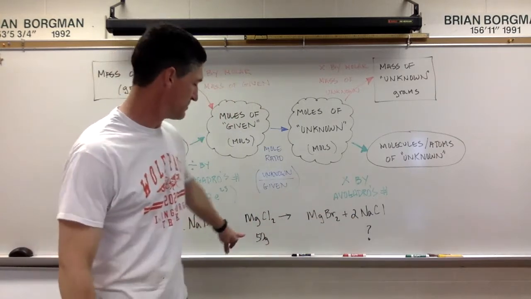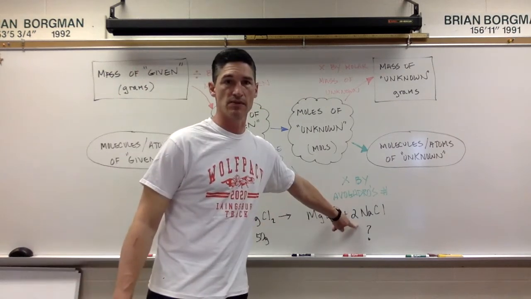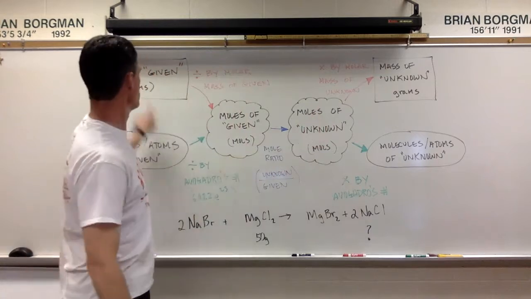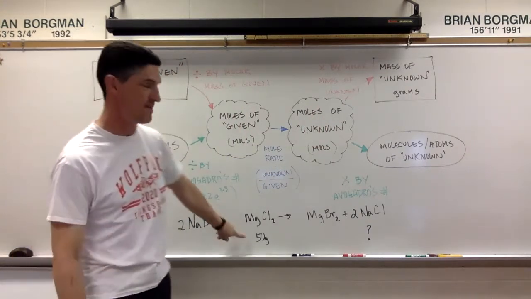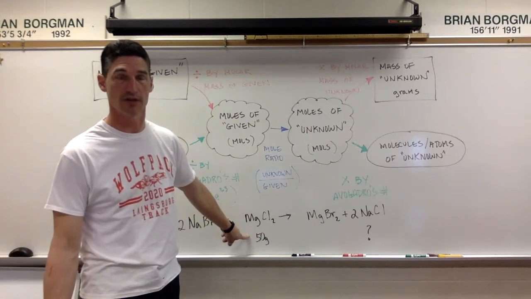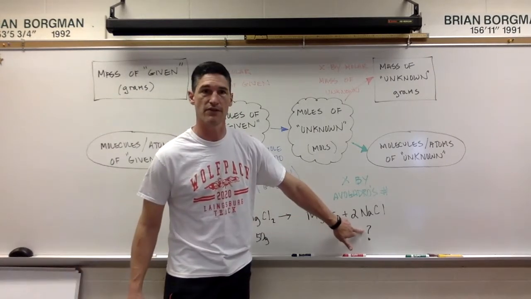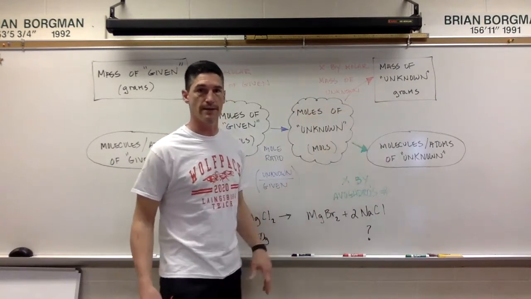We want to go from grams of one thing to grams of another. This flowchart will help you go from grams of your given, which for us is going to be magnesium chloride, because that's the number I started with, that's what was given to me. And the unknown, what I'm trying to find, is the mass of the unknown. So how do I do that?